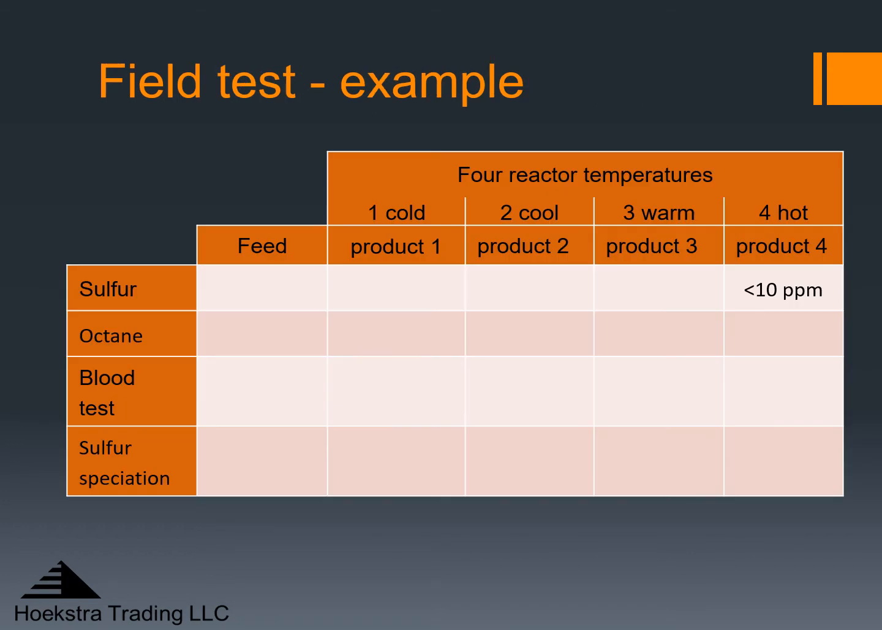Here is a layout for a field test you could do in a 3-day period. Looking first at the columns, you change reactor temperature over 4 levels, shown here as cold, cool, warm, and hot. At each temperature, you let the product sulfur line out and measure sulfur, octane, the blood test, and sulfur speciation.